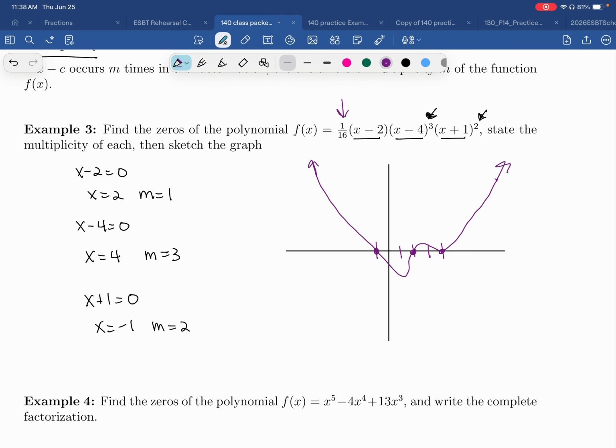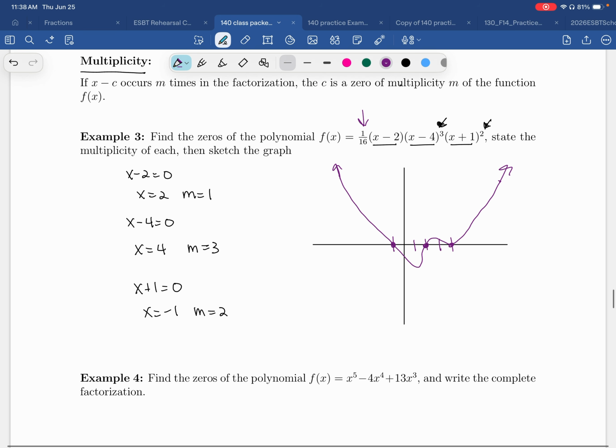Just a general sketch is totally fine. We're just looking to see how the degree in the polynomial creates those curves, or the wiggles, as I like to call them.